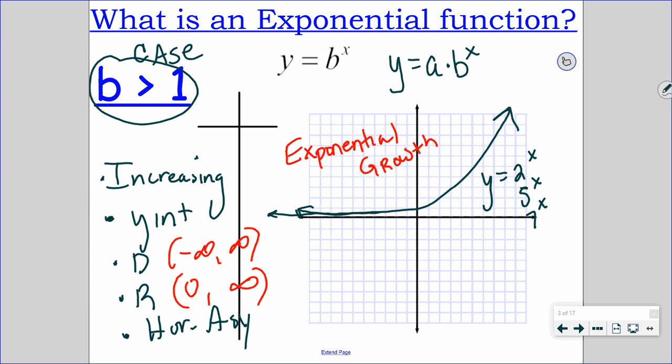How about the y-intercept? Anybody think they know the y-intercept? Adam? 0, 1, I'll say, right? Because if I plug in 0 right there, anything to the 0 power is 1. And I'm going to go back to that one. Okay? How about horizontal asymptote?